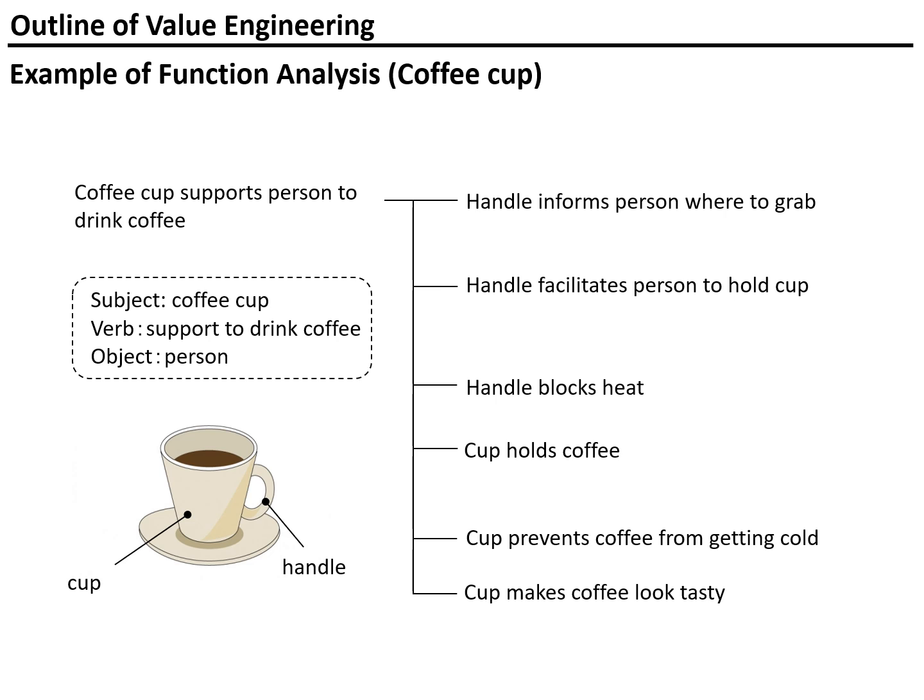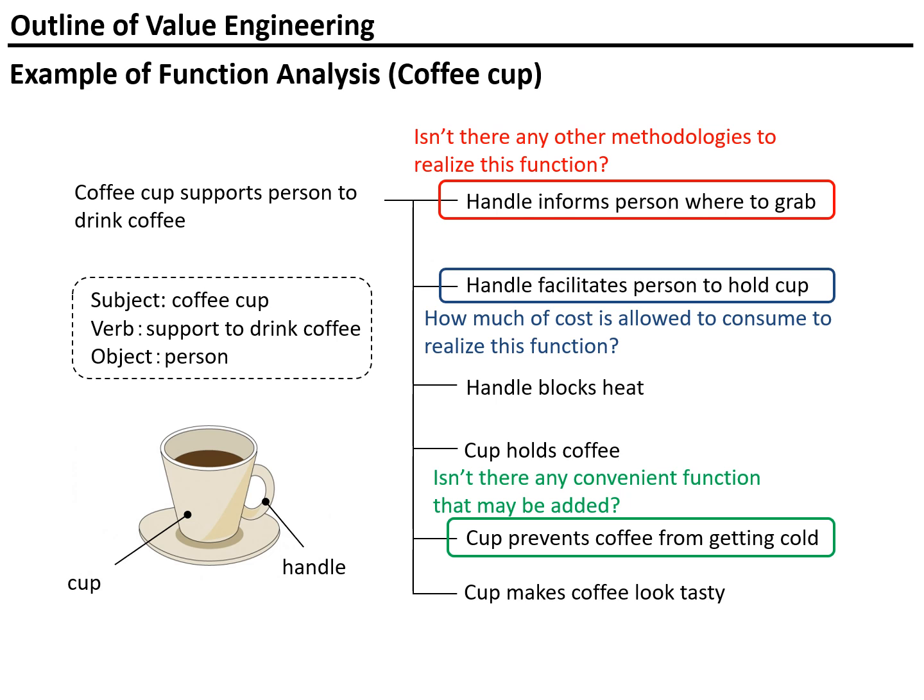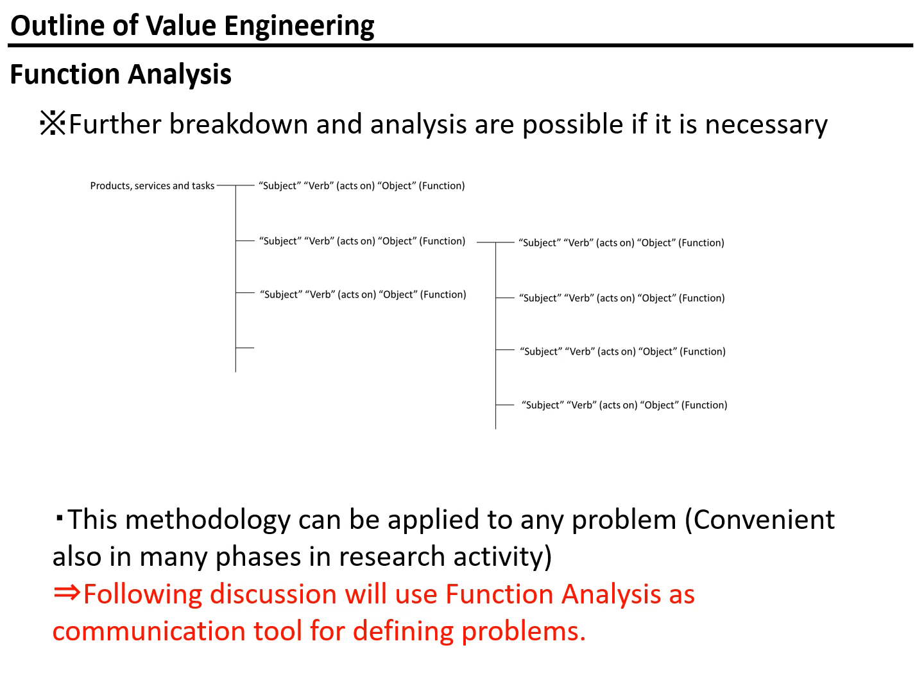Then we could ask ourselves the questions: isn't there any other methodology to realize this function? How much cost is allowed to realize this function? Isn't there any convenient function that may be added? So in function analysis, if you want, you could further break down and analyze the product, service, and tasks by using the combination of subject, verb, object.